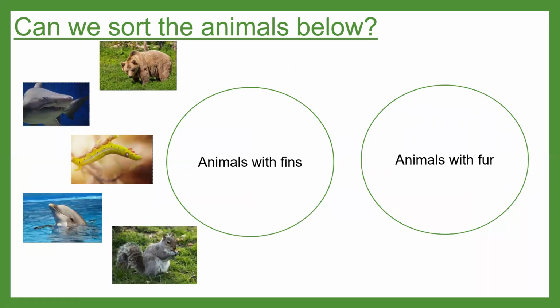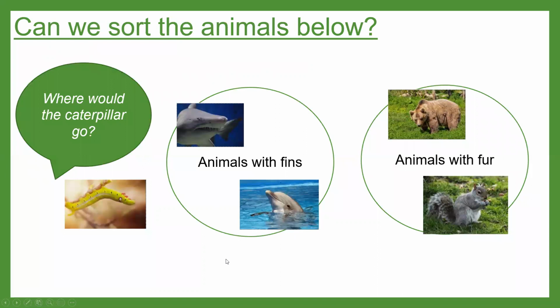Here's another challenge for you. Can we sort the animals below? Can you say which animals have fins and which animals have fur? Pause the video here and talk about it with someone in your house. Okay, let's have a look. Well, I've managed to sort them into my two categories. I've got my shark and my dolphin, they have fins. And my bear and my squirrel both have fur.